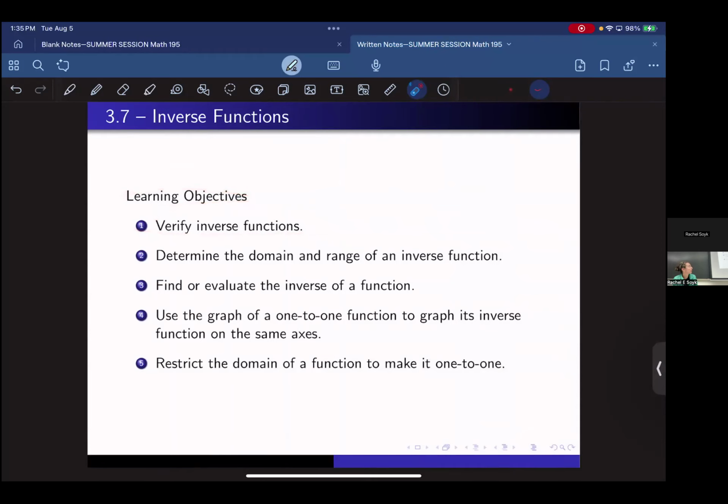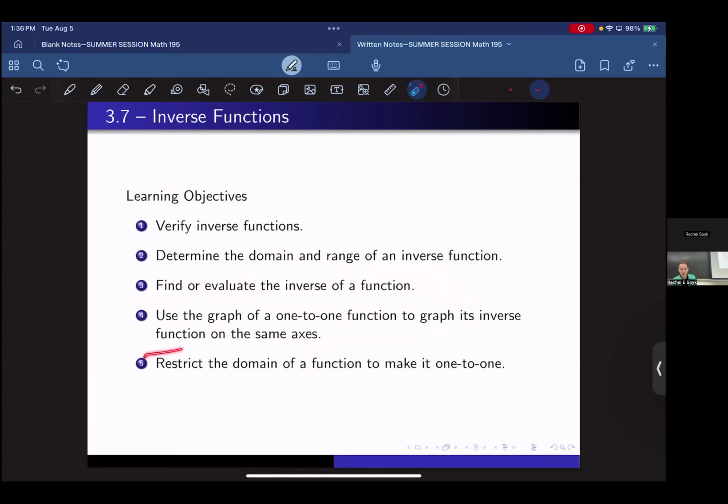Being able to verify inverse functions and determine the domains and ranges of them, which is the same as just finding the domains and ranges of any function. It's just you're now dealing with a special type of function. Being able to evaluate inverse functions from the technical standpoint, from a tabular standpoint, from a graphical standpoint, and then using the graph of one-to-one functions to graph inverse functions.